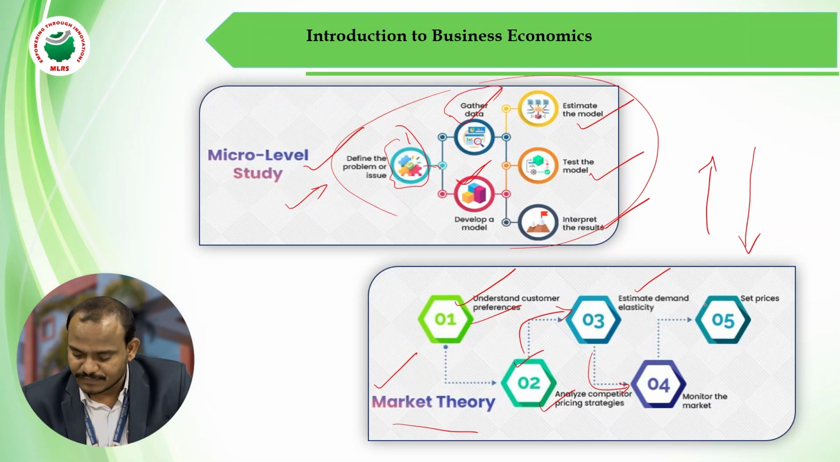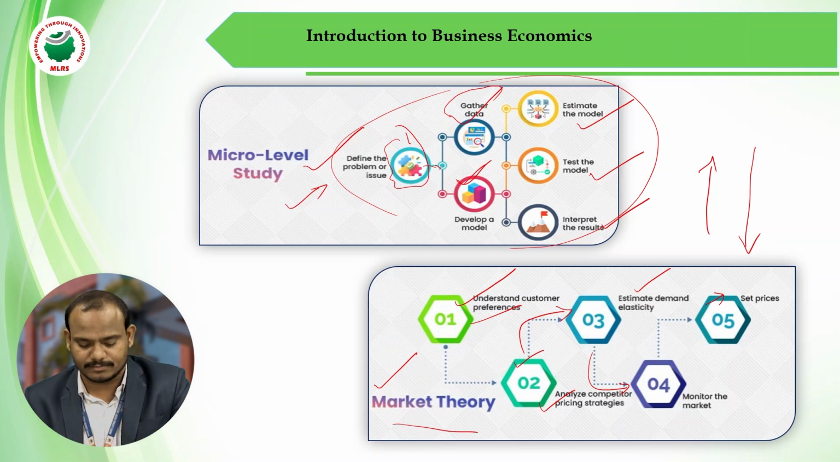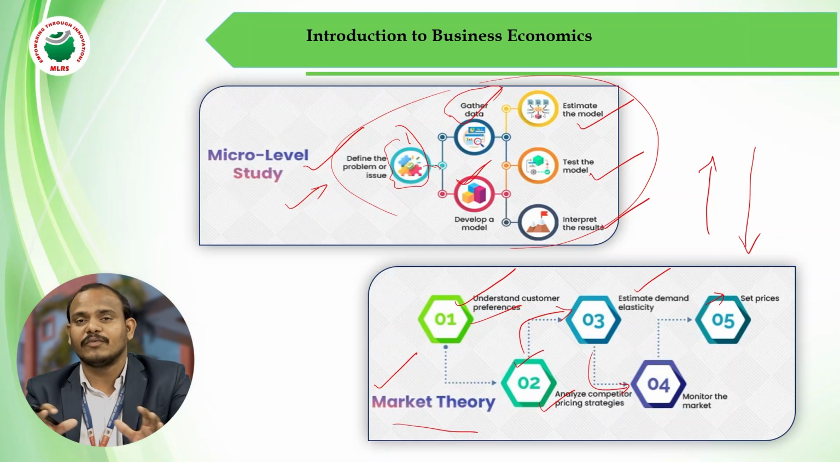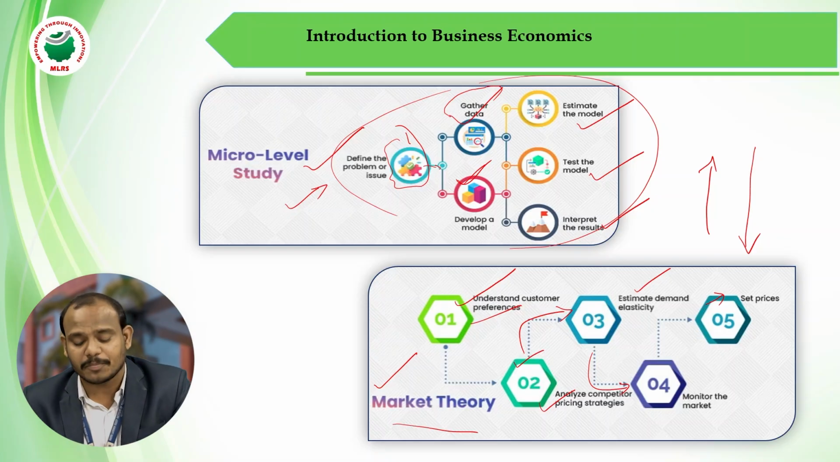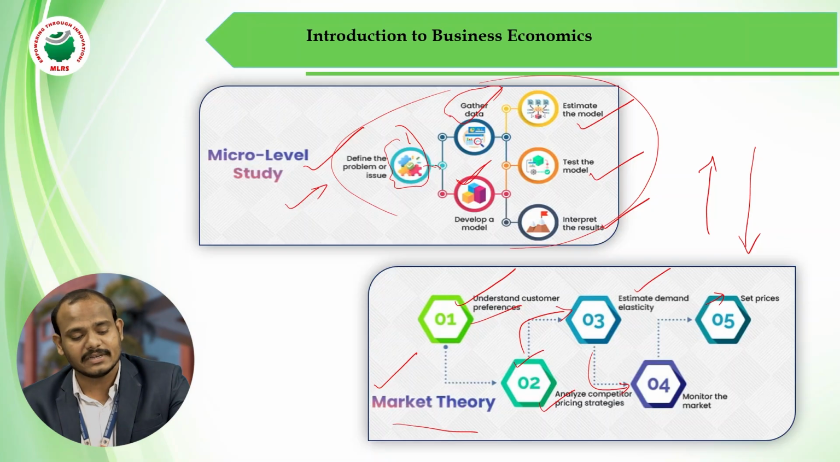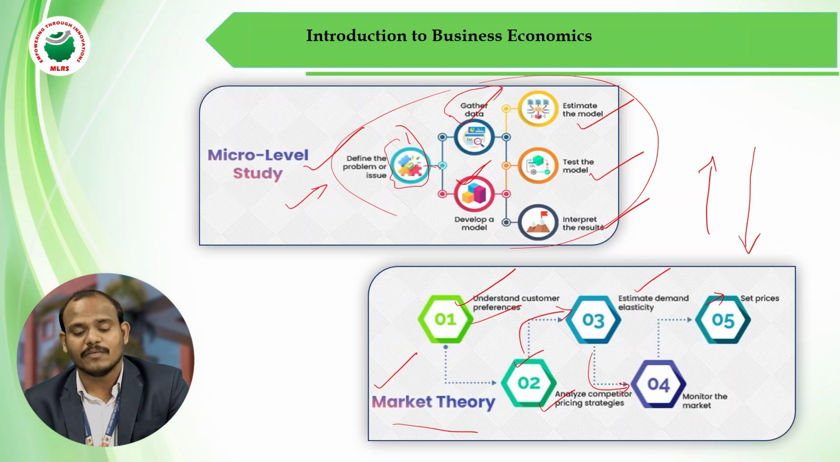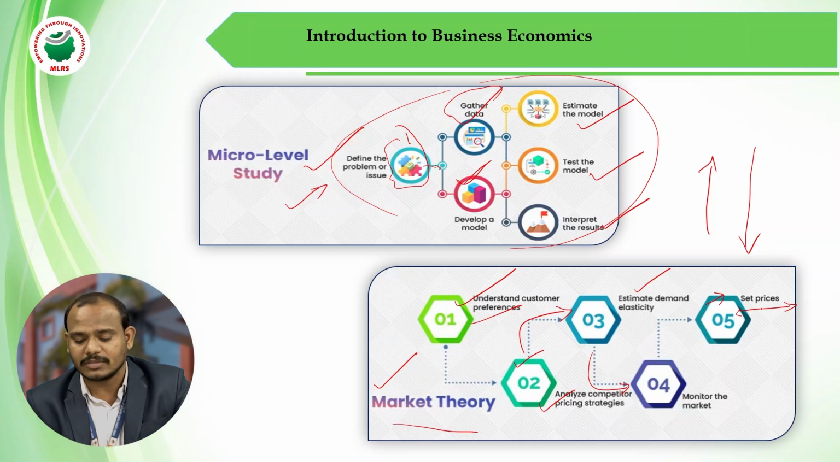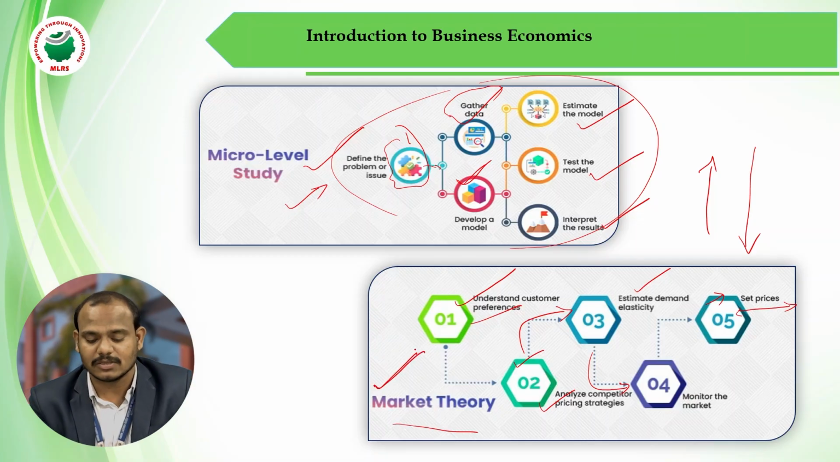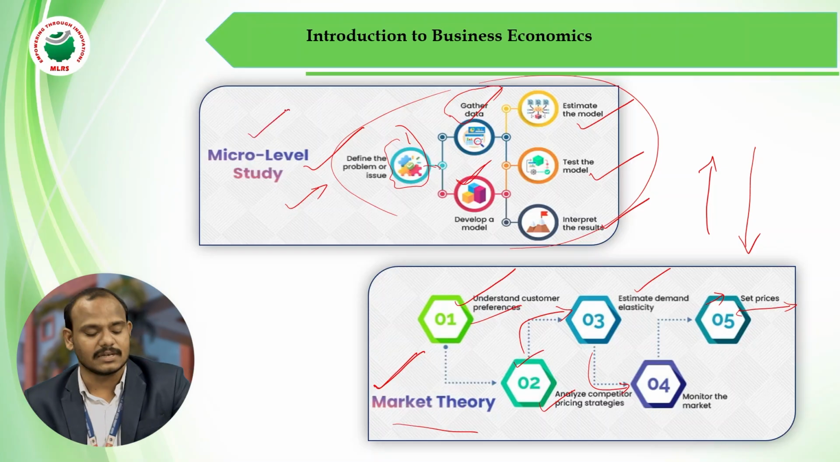Finally, we reach the fifth step, set prices. With all information gathered, customer preferences, competitors pricing, demand elasticity, and market trends, we can set prices that are both competitive and profitable. So this is about the market theory and also the micro level study.